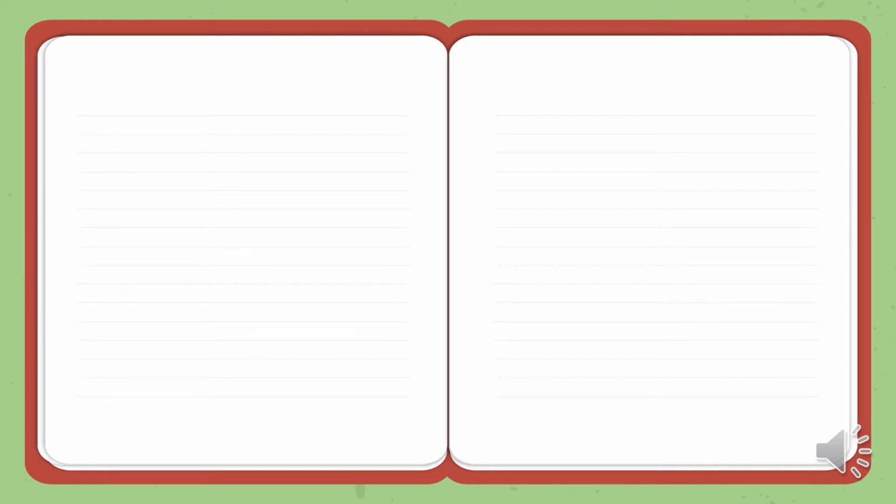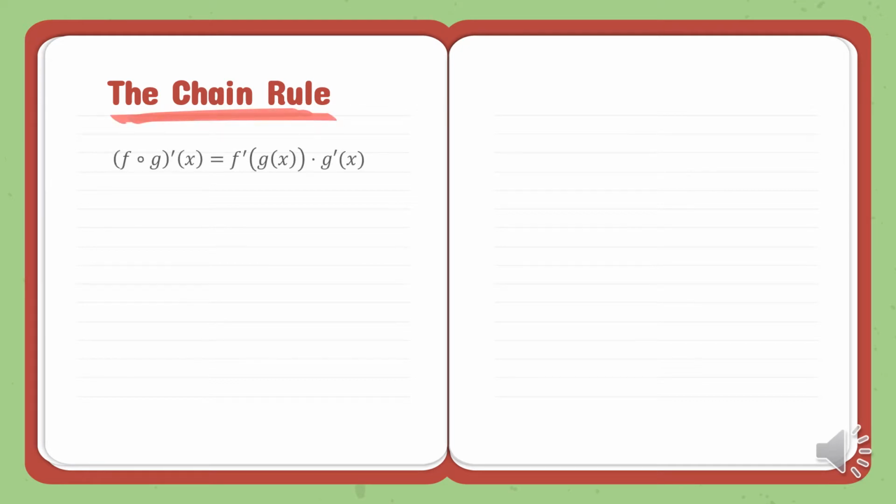As I said earlier, that is why we have what is called the chain rule, which is the easiest way of finding the derivative of a composite function. When we say chain rule, given f and g as functions, f composed with g prime of x is equal to f prime of g of x multiplied by g prime of x, where f is our outside function and g is our inside function.